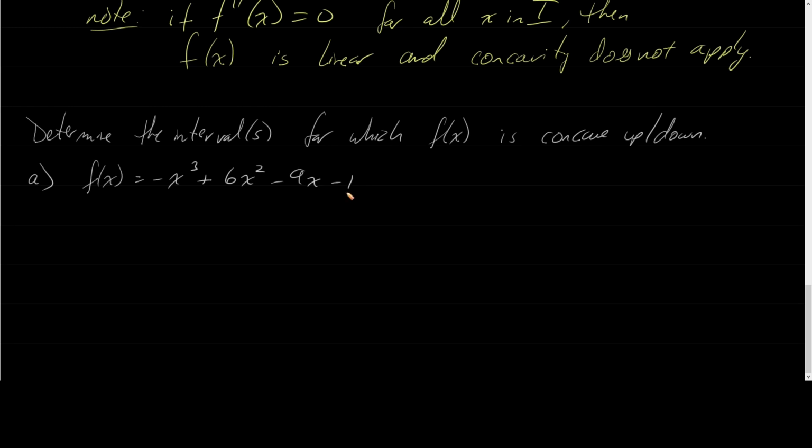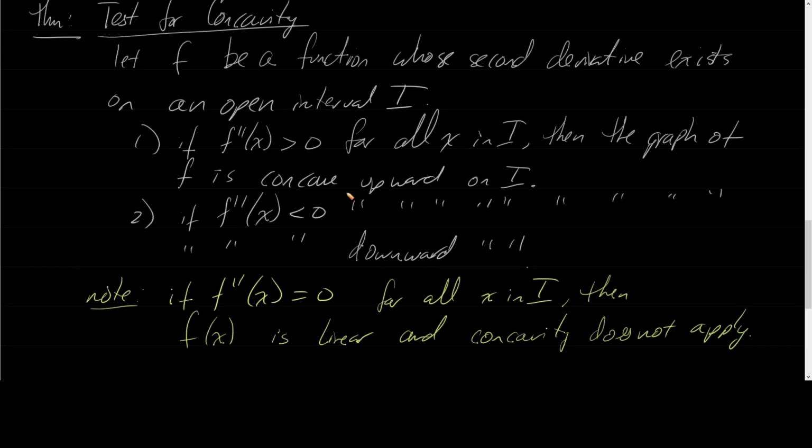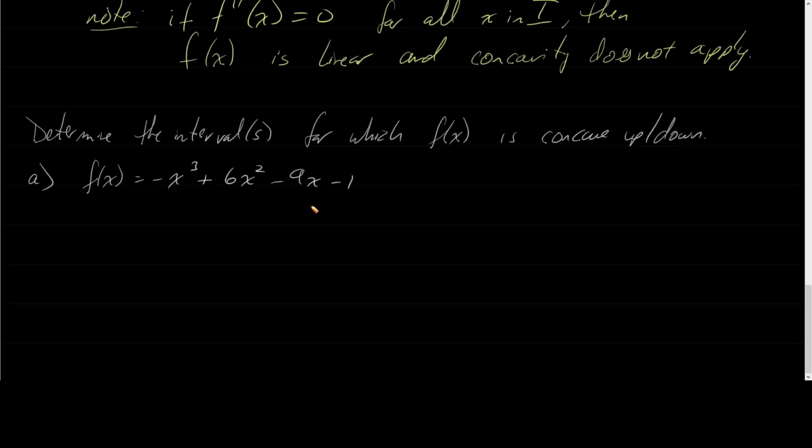And from the theorem up here, the test for concavity tells us that the second derivative has to be greater than 0 or less than 0 to figure out where it's concave upwards or downwards. So the very first thing I should do here is figure out the second derivative. So f prime of x would be negative 3x squared plus 12x minus 9. Therefore, f double prime of x would be negative 6x plus 12. And now to figure out where this might be positive or negative, what I need to do is set this equal to 0, right?